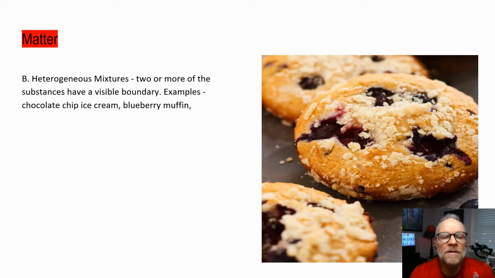Heterogeneous mixtures have two or more of the same substance and have a visible boundary. Examples would be chocolate chip ice cream, blueberry muffins, cereal, any number of things. Most things are heterogeneous mixtures. When you see the matter, you can tell the different parts of the matter that are there.